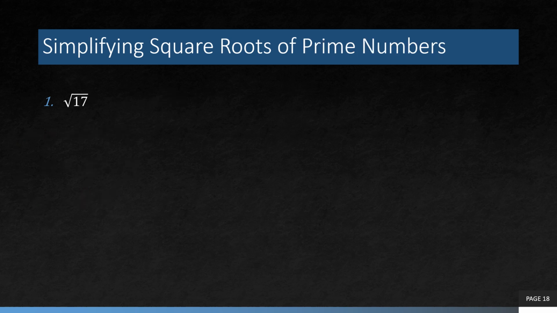So if you have a prime number, 17 cannot be factored. And in this case, that is the final answer. So you can't factor 17 down any further, so there are no perfect square factors to be able to pull out of that radical. So that one is just the square root of 17.